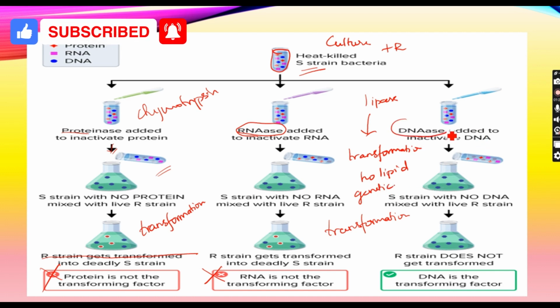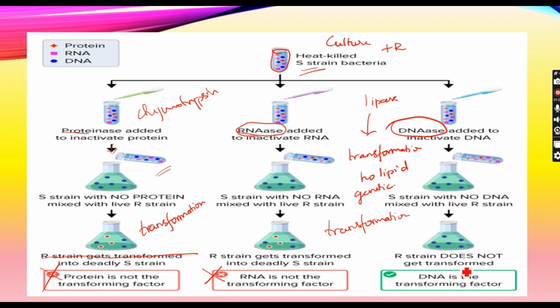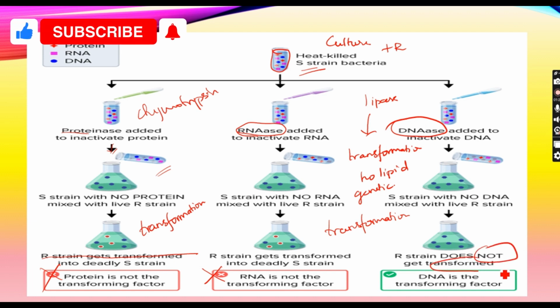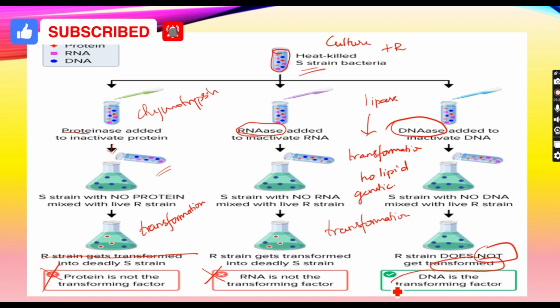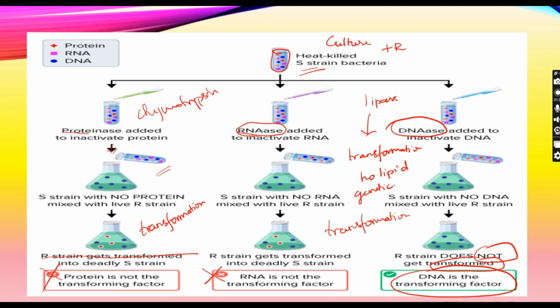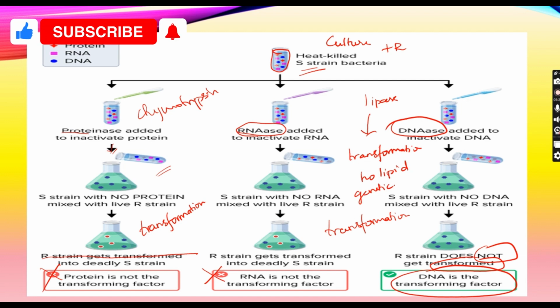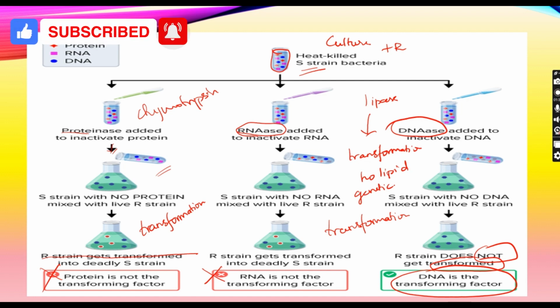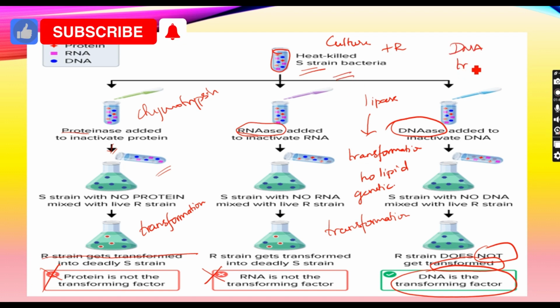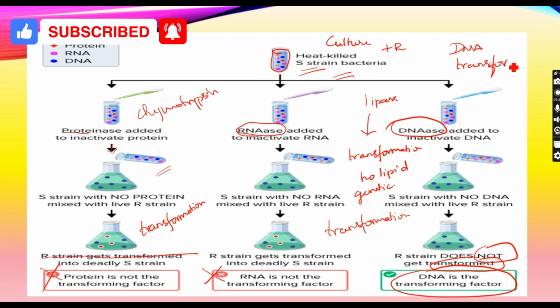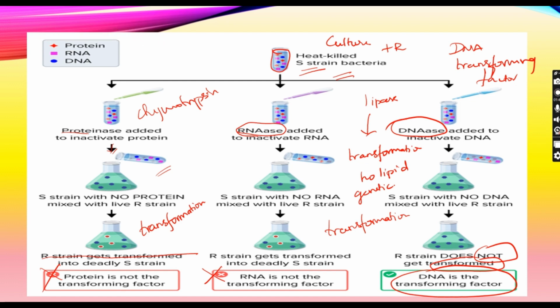So when the DNase enzyme is introduced, it causes the lack of transformation. So it was found that DNA is the transforming factor, the genetic material that transfers the characteristics of S strain bacteria from one bacterium to another, one cell to another. Hence, DNA as the transforming factor and genetic material was established by the Avery, MacLeod, McCarthy experiment.